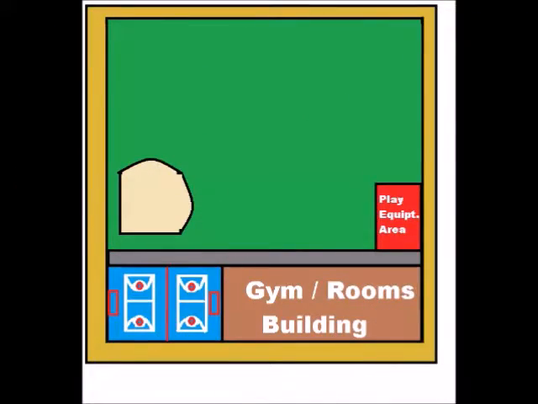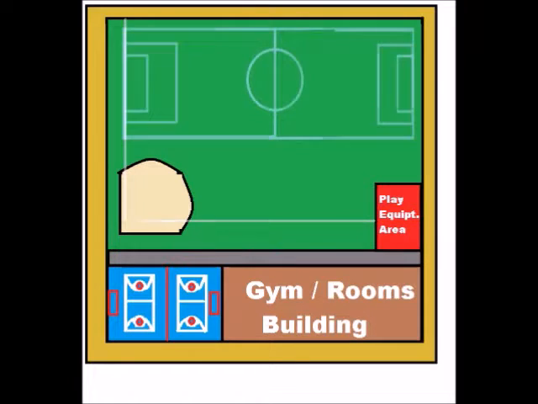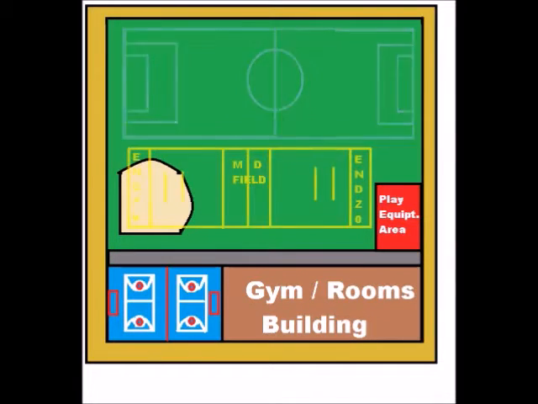Let's take a look. Priority for seasonal programming means that there are different programs that take priority in a different time of year. For example, baseball and softball would take priority in the spring and summer. Soccer and football would take priority in the fall.